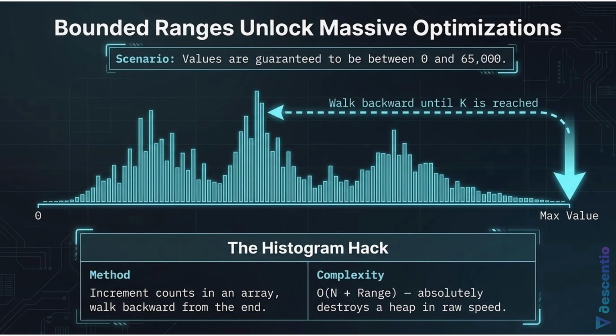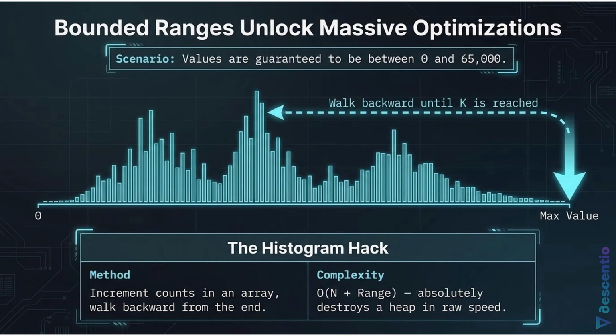You're over-engineering it. Massively. You don't need to compare elements to each other at all. You can just map them directly into a histogram. Oh, wow. So you just allocate an array of size 65,000. Yes. The index of the array corresponds directly to the value, and the content of the array holds the frequency count. So as you stream through millions of records, you read a value, jump instantly to that index in the array using direct memory access, and just increment the counter.